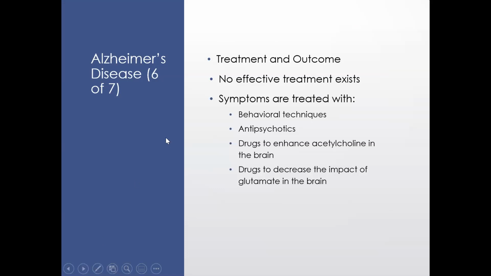Treatment and outcome, as I previously stated, there is no treatment for Alzheimer's disease. They are working really hard to find one, but first they need to be able to identify what causes it and then how we can go in and treat it. Some things that help are behavioral techniques, antipsychotics, certain drugs that can help increase different areas of our brain, and drugs to decrease the impact of glutamate in our brain.